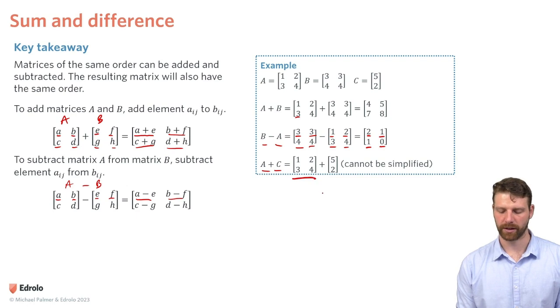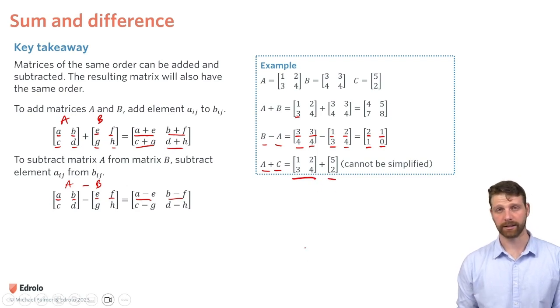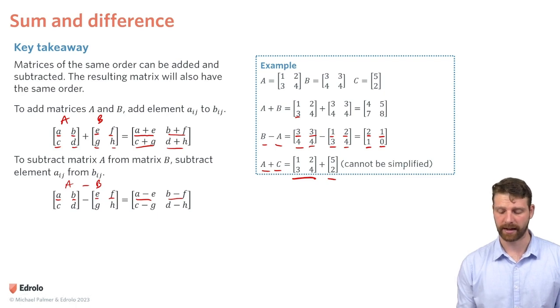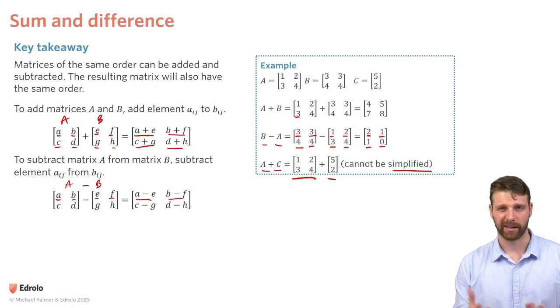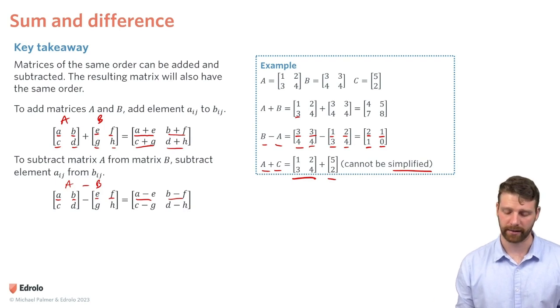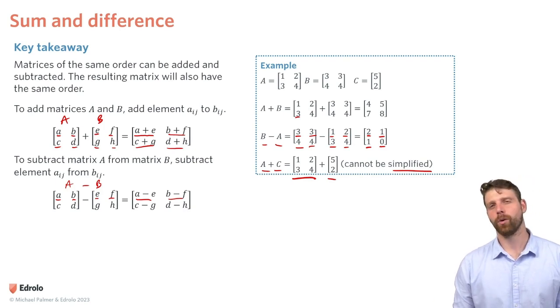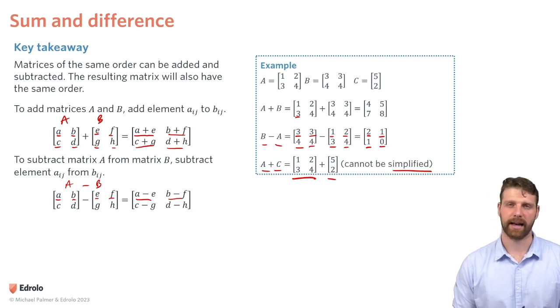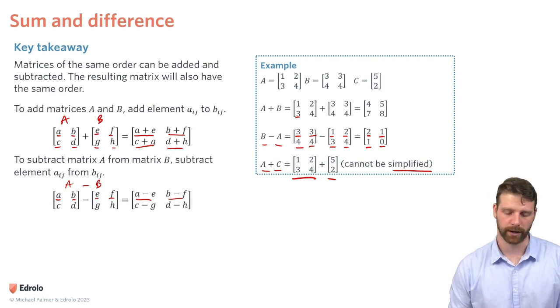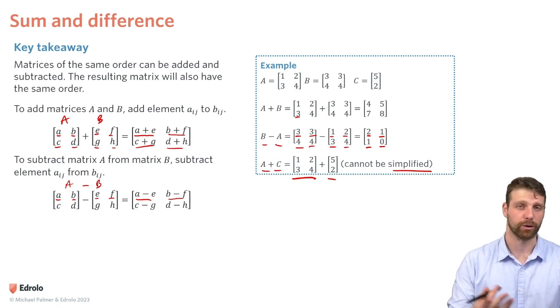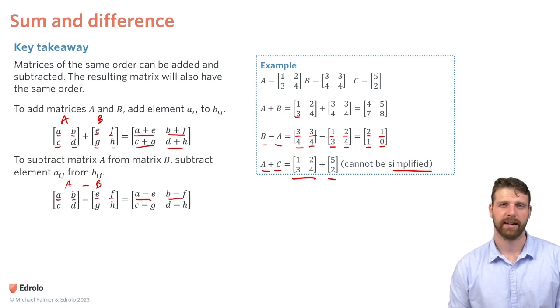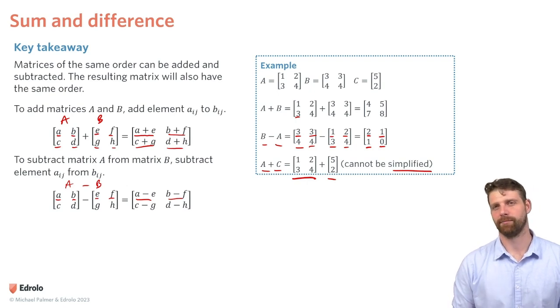So I've got the matrix 1, 2, 3, 4 plus the matrix 5, 2. In this case, we can't do it. We can't add these matrices. This can't be simplified. We can write the expression A plus C, but we can't compute anything further from here. It's important that you know this fact, that you can't add matrices of different order, because VCAA will test you at some point here. They'll try to give you two matrices that can't be added or subtracted, and you have to sort of know that that doesn't work.